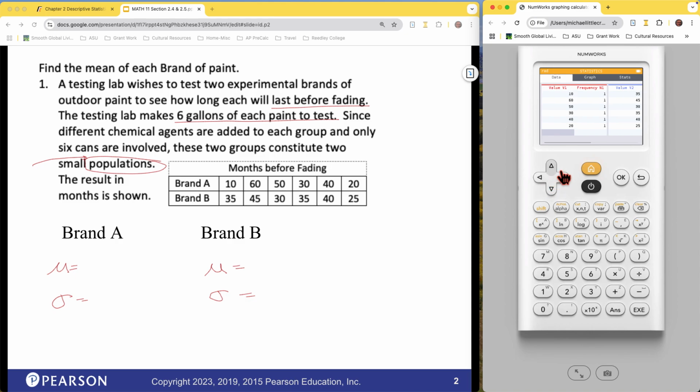Okay, so what do we do next? Let's go ahead and we arrow up. And now we've got the data highlighted. We want to look at the stats. So we come over to stats and we're going to hit OK. They give us all this information. So the number of data points, 6.